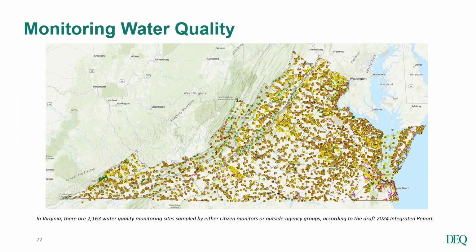So in Virginia, there's over 2,000 water quality monitoring sites that are sampled either by citizen monitors or outside agency groups, according to DEQ's draft 2024 integrated report. Water quality is determined with a number of measurements that include dissolved oxygen content, pH, nutrient pollution, and other standards. Information on water quality monitoring stations is used to prioritize restoration activities, and it also helps determine the Virginia Department of Health advisories for fishing and recreation.